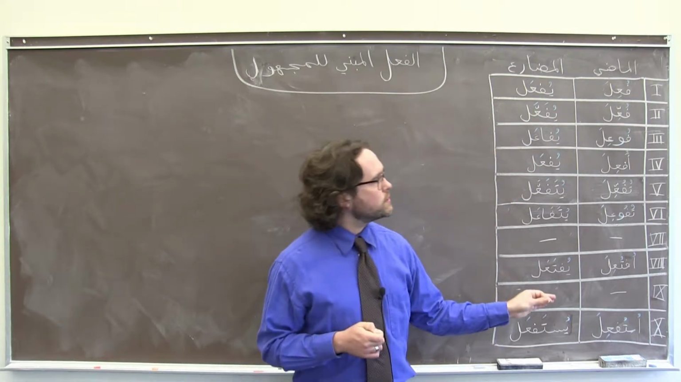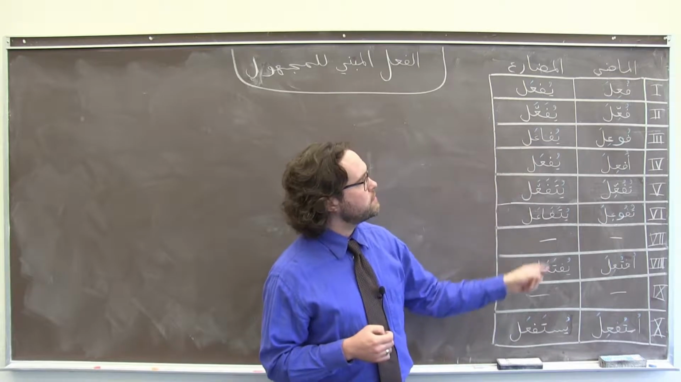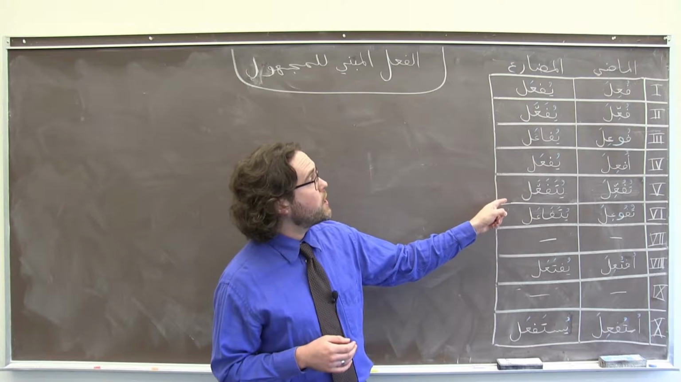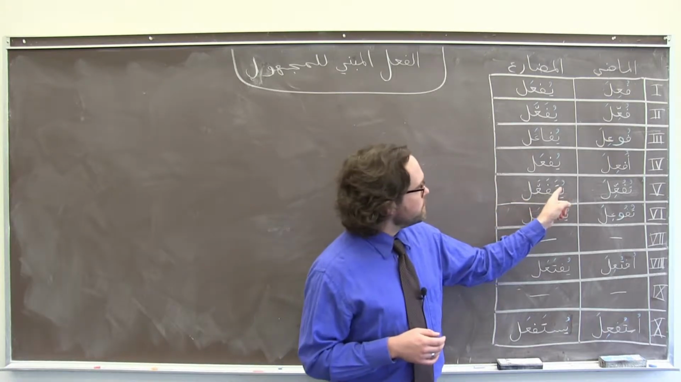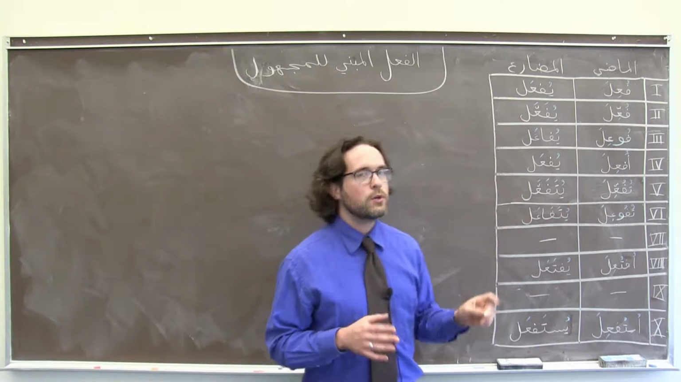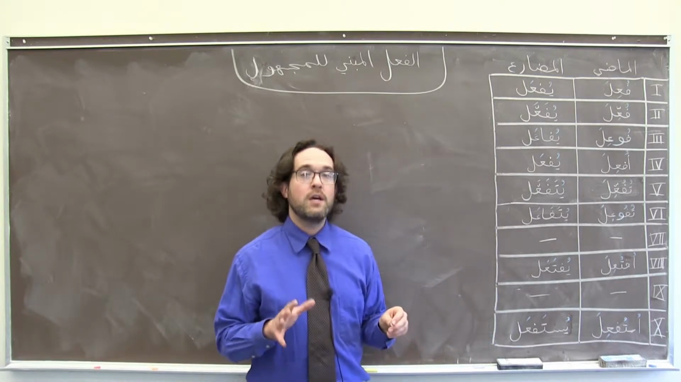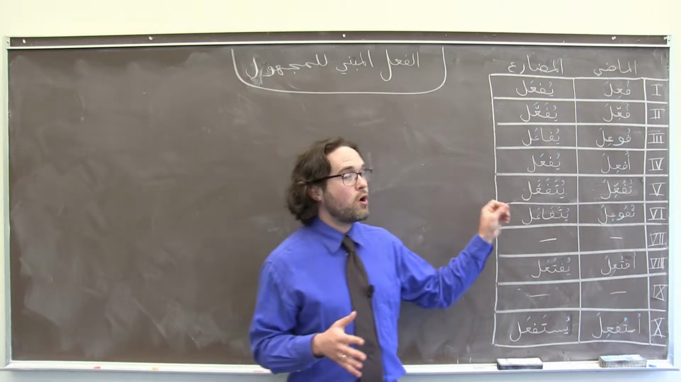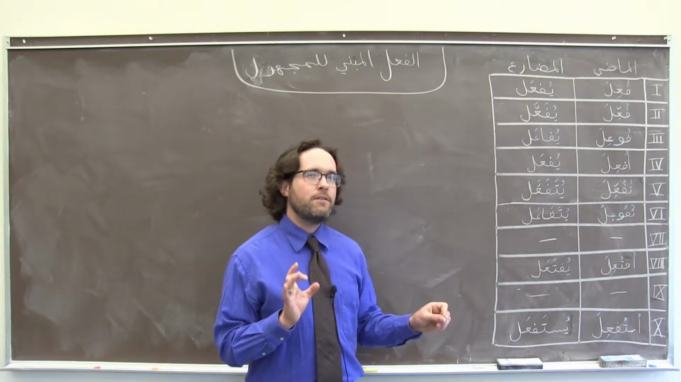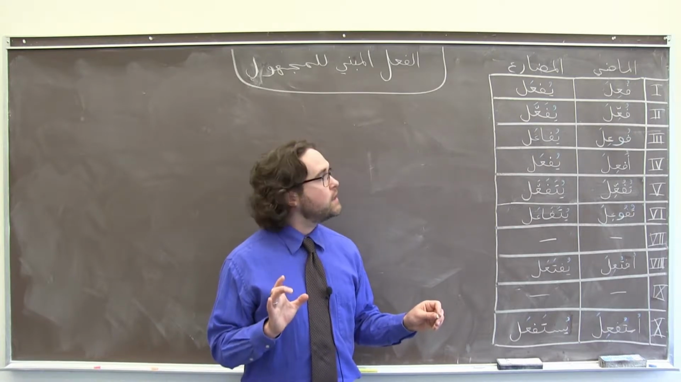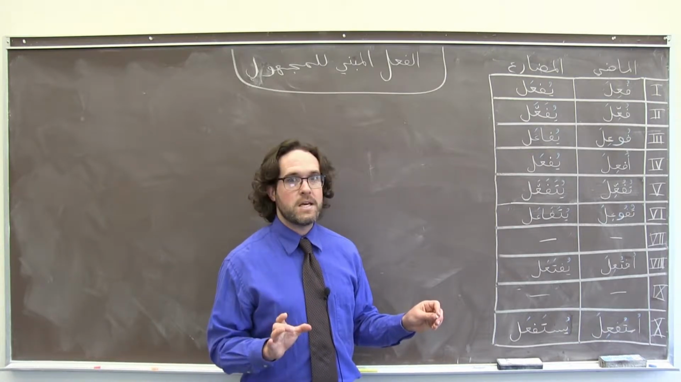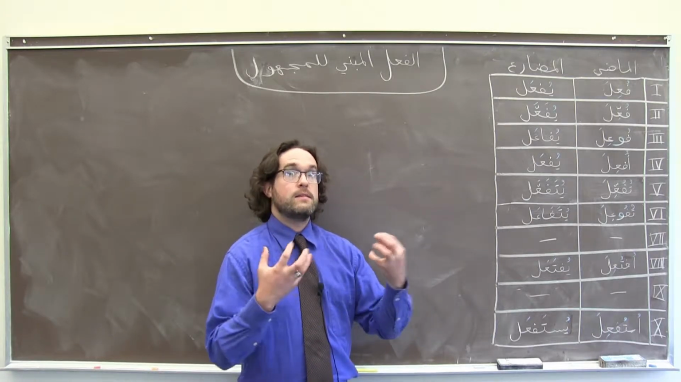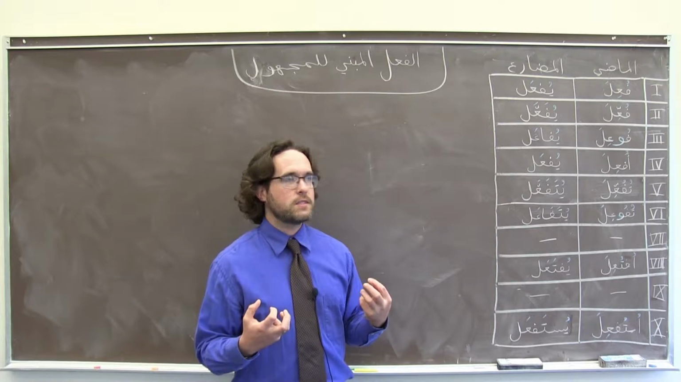Here is a chart with all of the passive forms in the past tense, al-madi, and the present tense, al-mudara. You'll notice, I've voweled them in blue, that the vowels are pretty much the only thing that changes, which means that in an unvocalized text, in one where we don't have all of the diacritical marks, we'll need to think very carefully about what the subject of a verb could be. Is the subject doing something, or is the subject having something done to it in the passive voice?